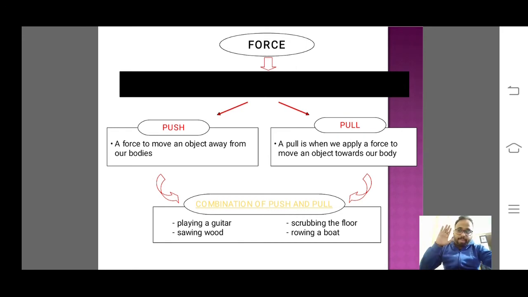Whenever we apply a force to move an object away from us, it is called a push, and whenever we apply a force to move an object towards us, it is called a pull. You can see a combination of push and pull in the following examples. Playing a guitar is a combination of both push and pull. Scrubbing the floor is a combination of push and pull. When we saw wood, it's a push and pull. These are examples of force having push and pull.